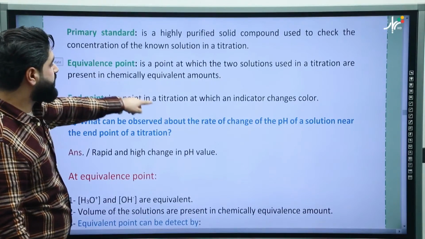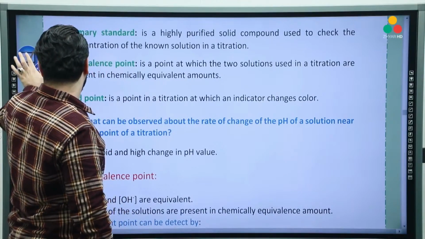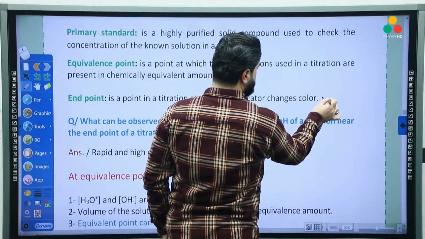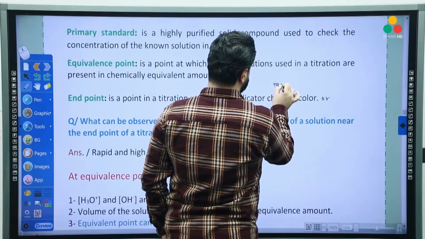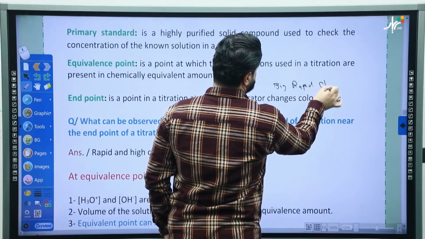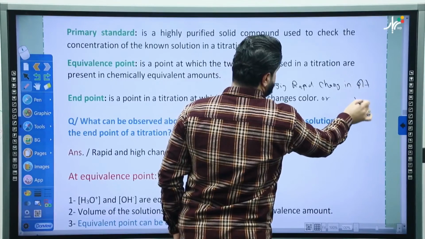Endpoint is the point in a titration when the indicator changes color, or there is a big rapid change in pH value.